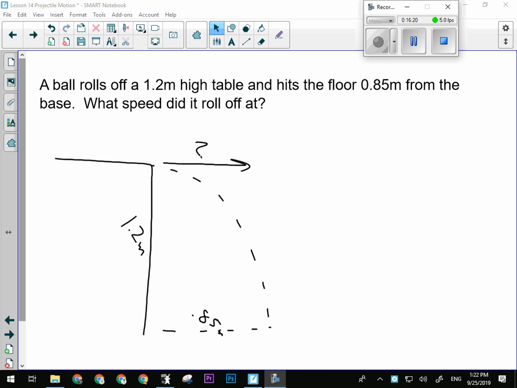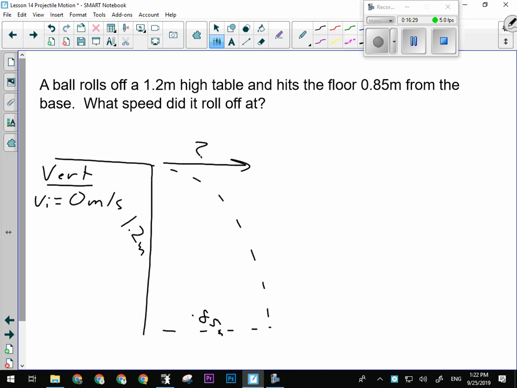As with all projectile motion problems, we want to separate this into our vertical and horizontal components. Vertically, I know my initial velocity is 0 meters per second because it says the ball rolled horizontally off the table. I also know that my acceleration is 9.81 meters per second squared downwards, and the displacement is 1.2 meters also downwards. Horizontally, all I know right now is the horizontal distance traveled is 0.85 meters.